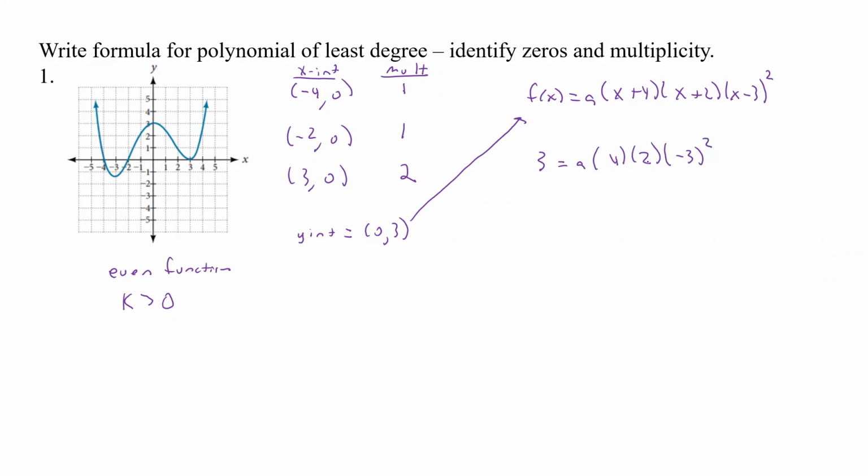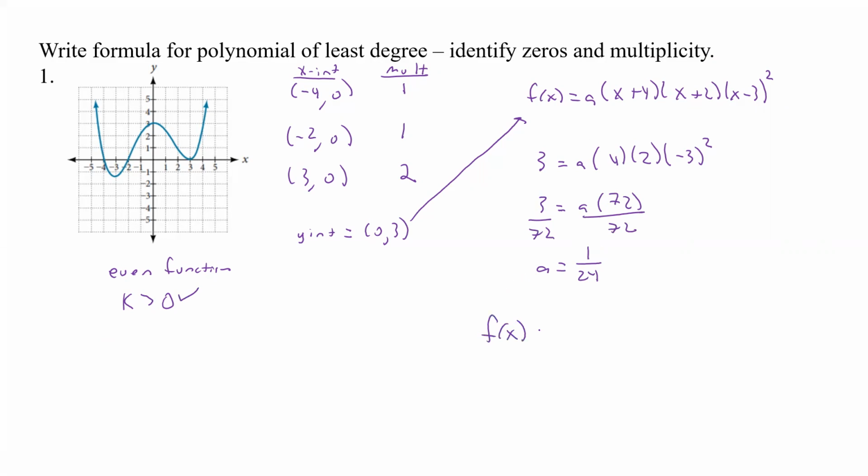So 4 times 2 is 8 times negative 3 squared. Negative 3 times negative 3 is going to be positive 9. So 9 times 8. So that's 3 equals a times what? 72. Now we're going to divide by 72. And so a equals 1 over 24. So it's a positive. That's what we said it had to be. We have an even number, so that looks good.